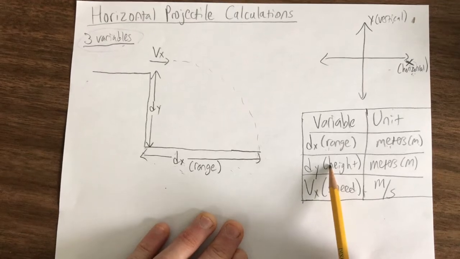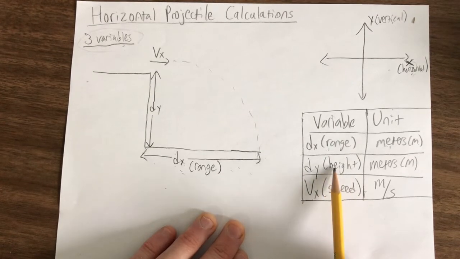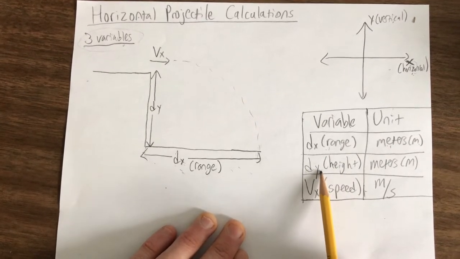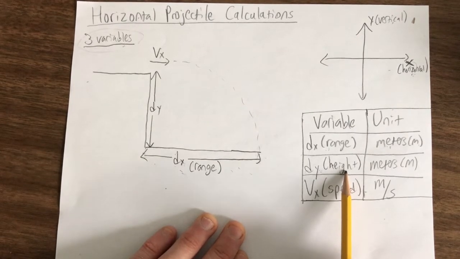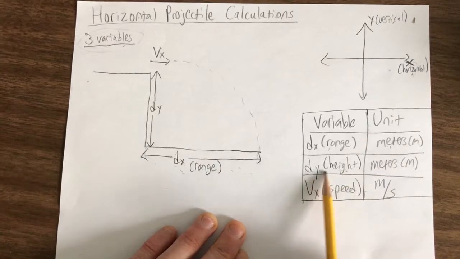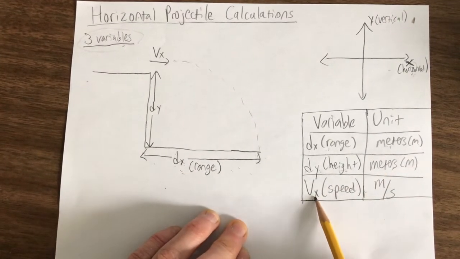We also measure distance up and down. So maybe if someone throws a ball, how high up did they throw it from? That would be a distance, but it would be a distance in the y direction. And if your problem says anything about height, that is a distance in the y direction. So it's dy. And that's also measured in meters.